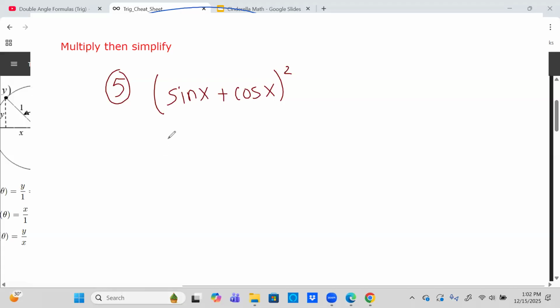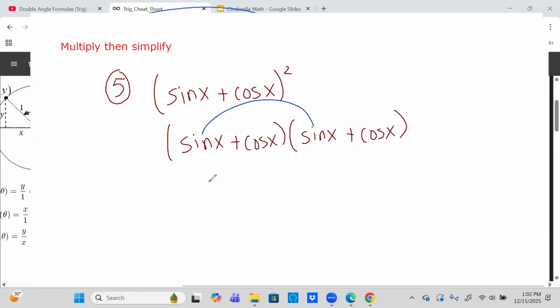So you know square means do it twice. So let's write this twice. Sine x plus cos x, and then do it again. Sine x plus cos x. And now multiply that out. You might call this FOIL, you might call it rainbow, whatever you call it, multiply. Sine times sine would be sine squared. Sine times cosine would be sine cosine.